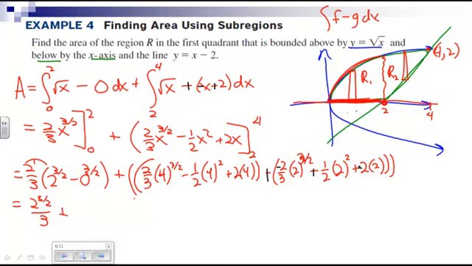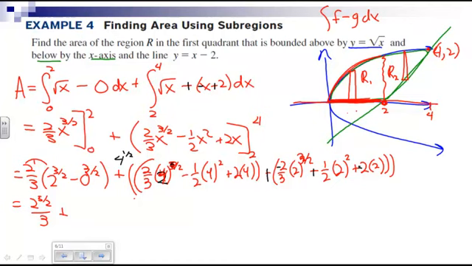What's 2 times 4 to the 5/2 over 6? Could you change it so they have the same base before multiplying? Oh, you want to change this 2 to a 4 to the 1 half. Is that right? 2 is the same as 4 to the 1 half. So 4 to the 1 half plus 4 to the 3 halves.